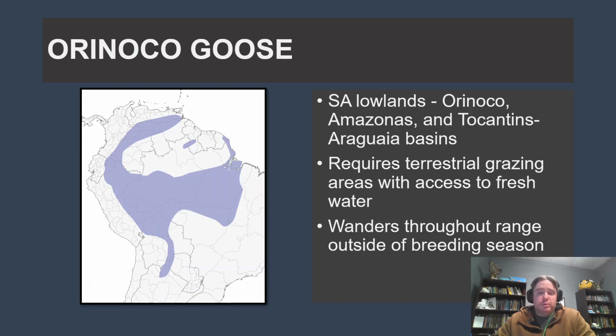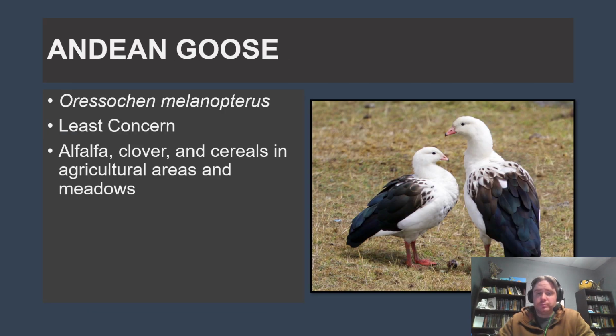And they do wander throughout the range outside of the breeding season, primarily as a means of moving between areas with abundant food availability. This is not so much migration, so more like nomadism. The Andean goose, Oressochen melanopterus, is a species of least concern that is known to eat alfalfa, clover, and cereals, particularly in agricultural areas as well as in more wild meadows. And so there's your Andean goose.